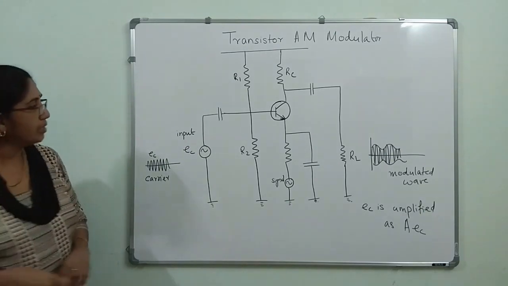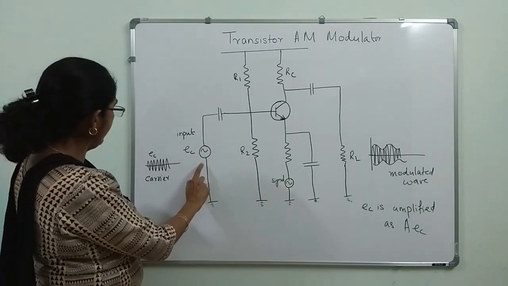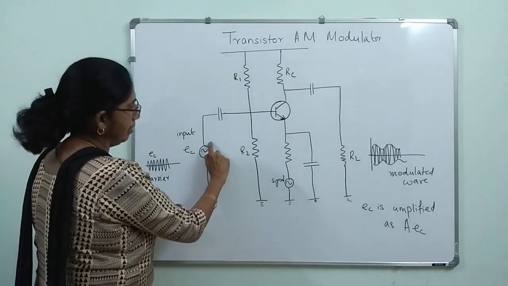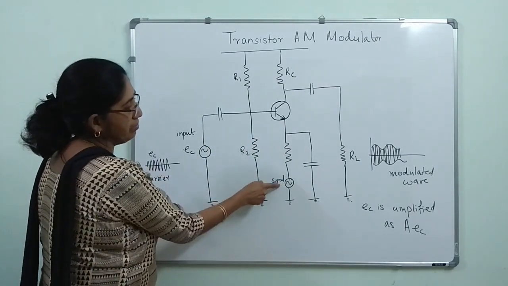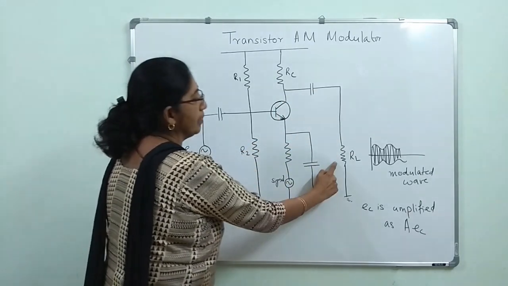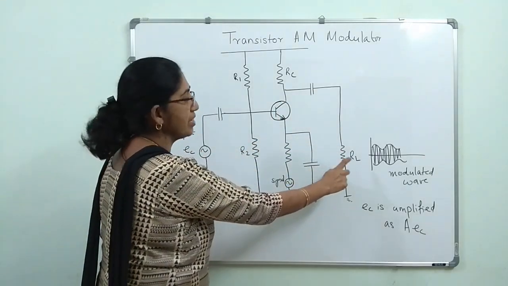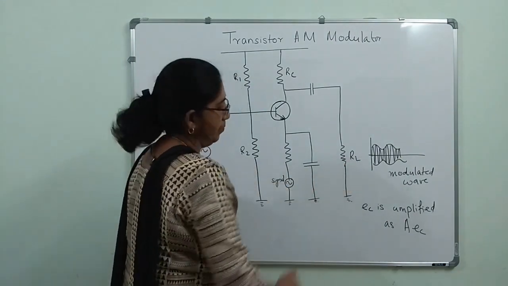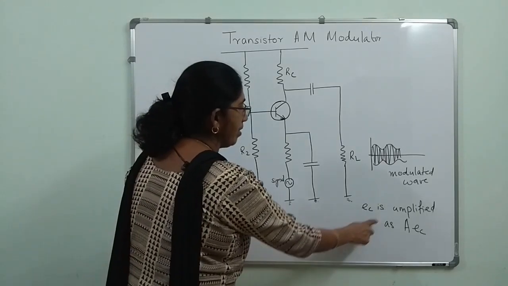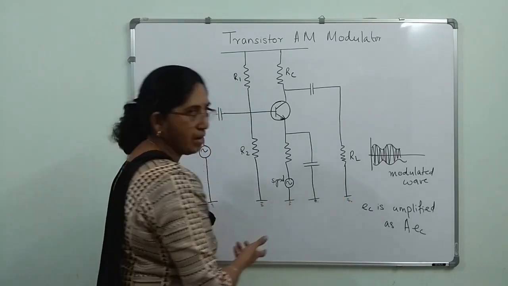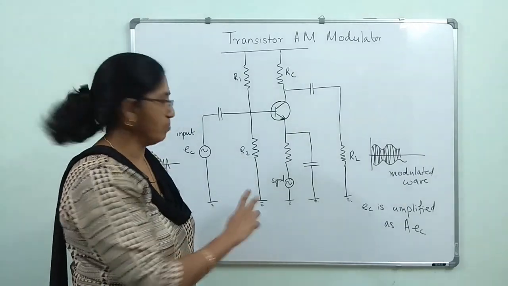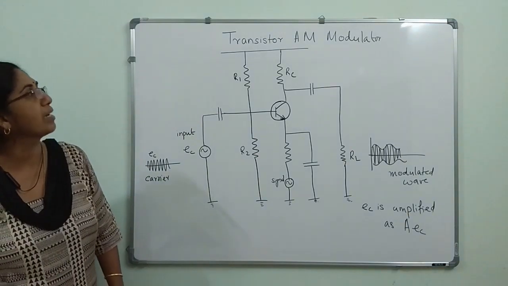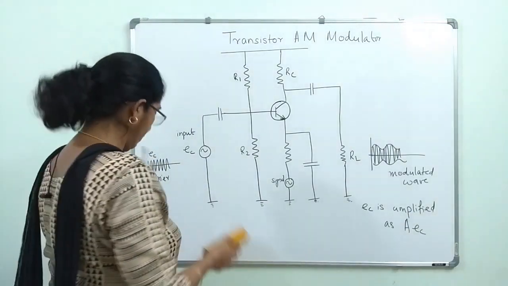So you can see that basically you have the carrier wave which is given to the input. It is being modulated by the signal which is given here, and you take the modulated signal across the load resistor, and you get the modulated wave of this form. And EC is amplified, so the signal is amplified as well as it is modified according to the variation of the signal. So this is the basic diagram of a transistor AM modulator.